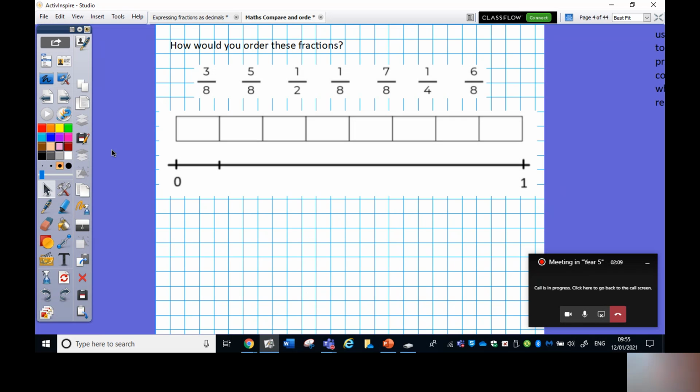Now, how would you order these fractions? How many equal parts has this rectangle been divided into? Pause the video, put your finger on where you think the fraction belongs, and when you've finished, restart and we'll go through the answers.